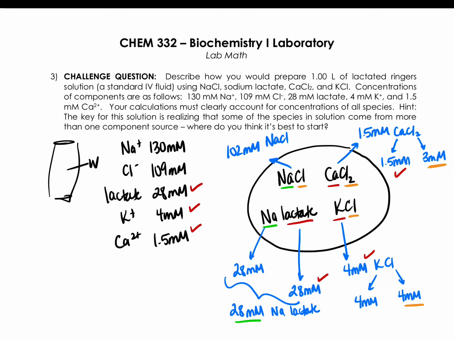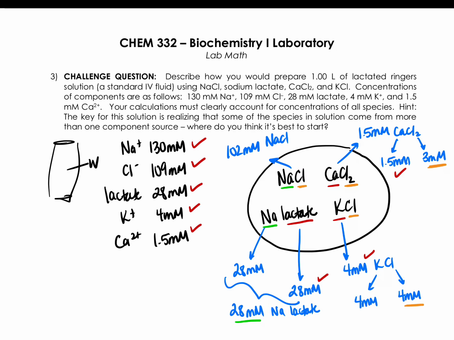And let's just check out our chloride. So again, chloride is going to be 102 from the sodium chloride, plus 3 from the calcium chloride is 105, plus 4 from the potassium chloride is going to be the 109 that we need. So now these other two are accounted for by the fact that we've got them coming from multiple components.